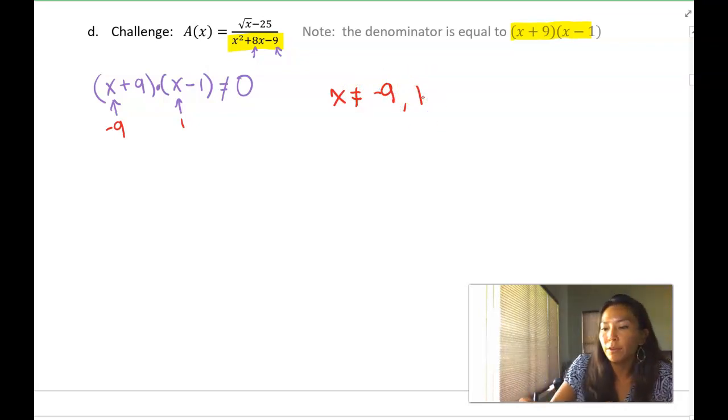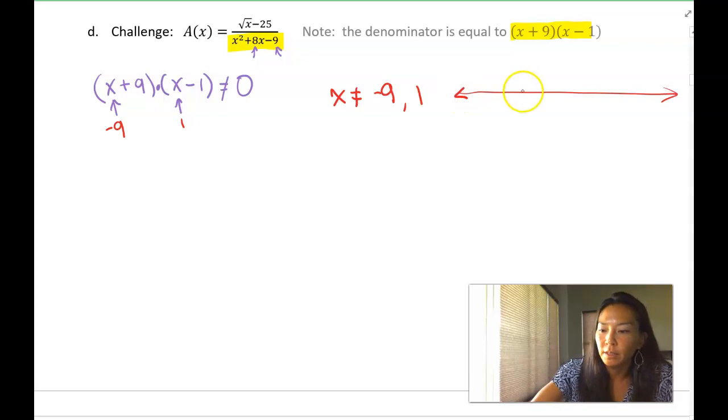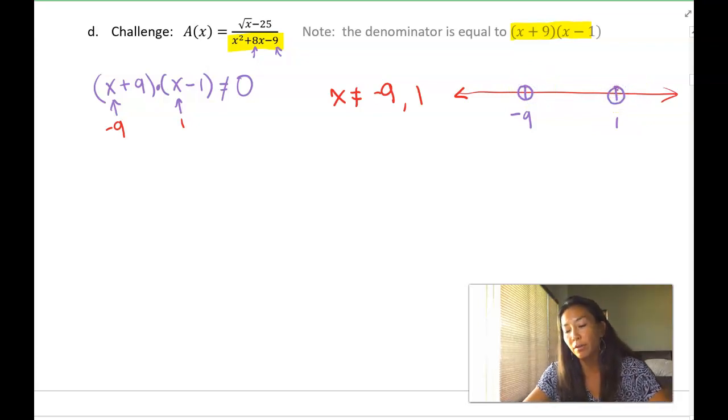Okay, so if we throw that on a number line, where is that going to be? We got negative 9 on this side and then a 1 over here. We're going to put circles right there. All right? It's everything but those values.